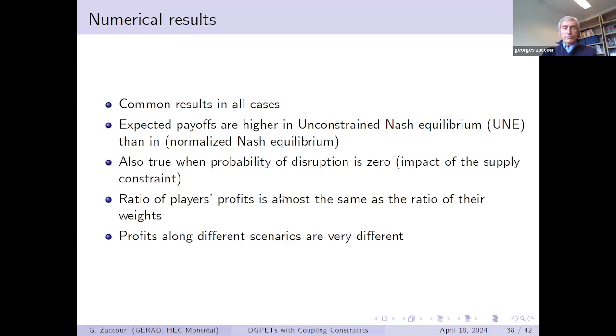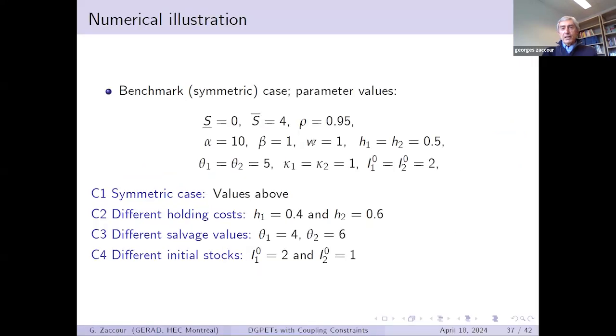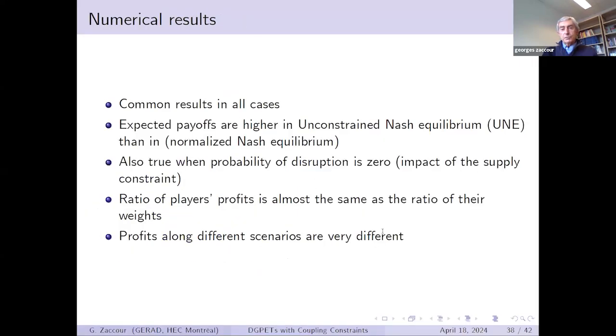And this is true even when you have zero probability of disruption. The ratio of players' profit is almost the same as the ratio of their weights. So when you compare the profit of a player under non-constrained Nash equilibrium and normalized Nash equilibrium, they follow very closely the ratio of their weights. Of course, the profits that the players are collecting along the different scenarios are very different from one scenario to another.